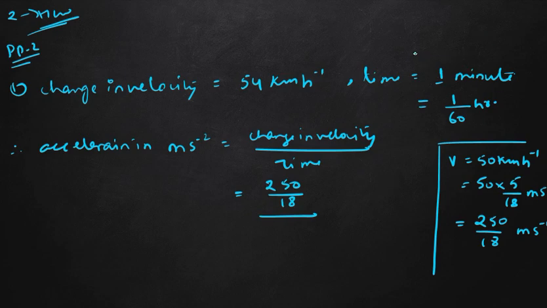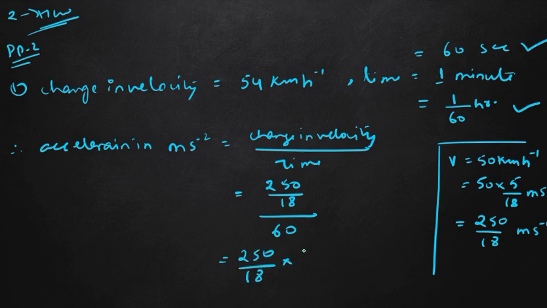So 1 minute equals 60 seconds. So we can take 60 seconds or 1/60 hours. We need seconds, so we will use that one. So this can be written as 250 by 18 into 1/60. Now you solve this, you will get the answer.